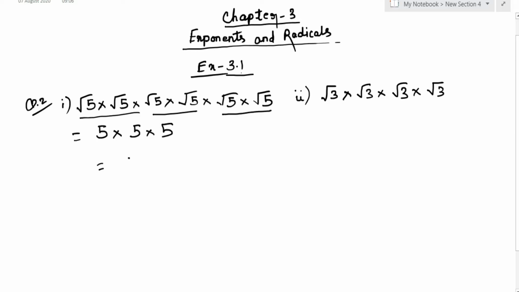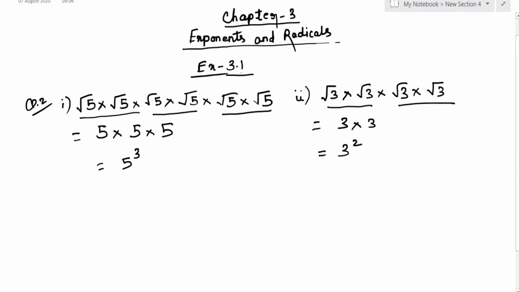So 5 is repeating how many times? 5 is repeating 3 times. So this will be the final answer. वही property यहाँ भी use होगा, root 3 into root 3 बन जाएगा 3. Again root 3 into root 3 बन जाएगा 3. और 3 repeat हो रहा है 2 times. So this will be 3 का square.